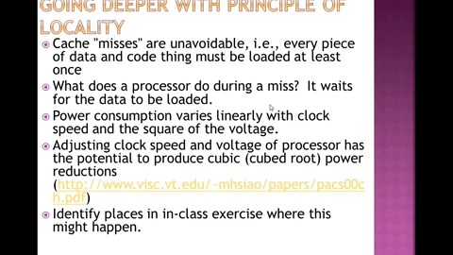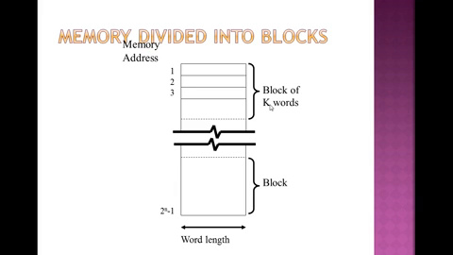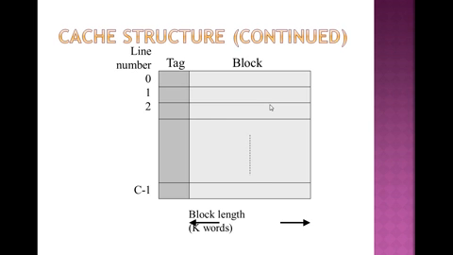Then the next point says, identify the places in the in-class exercise where this might happen. That is, place the data in the cache memory whenever there is a miss, so that the processor can fetch the data from the cache efficiently and effectively. Next is your cache structure.